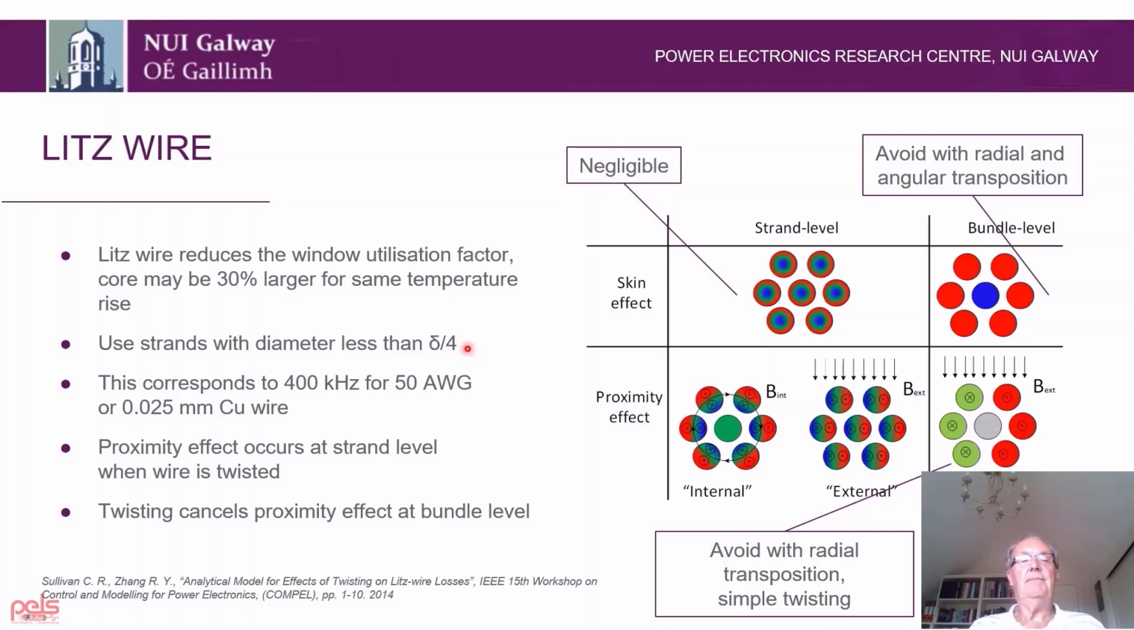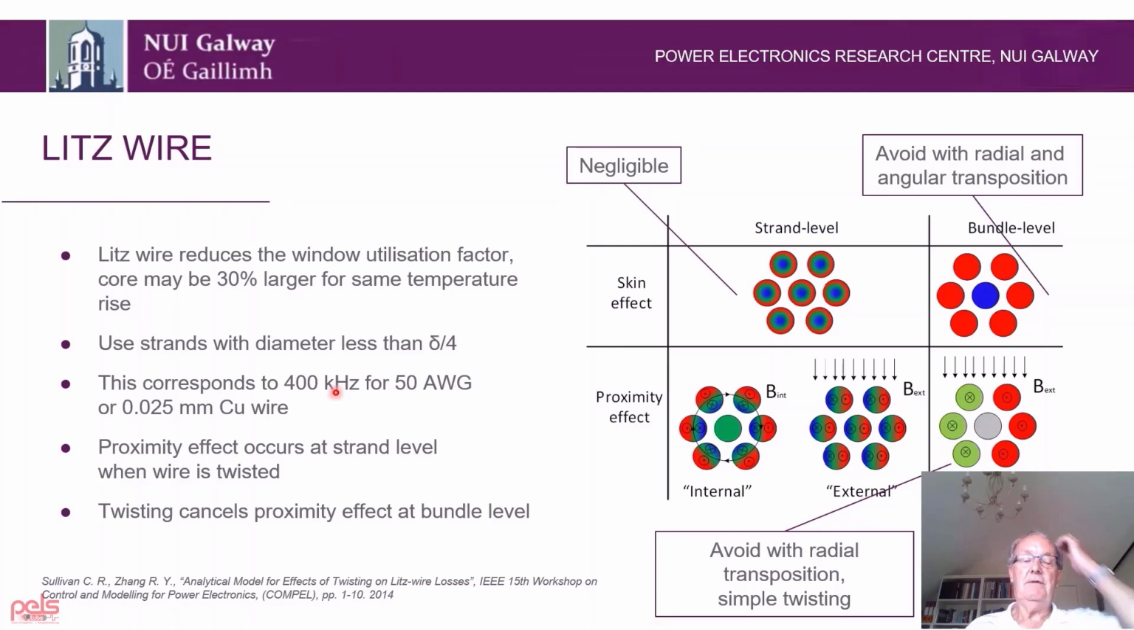But here's the limitation. If you take this rule here, quarter of a skin depth, then at 400 kilohertz, for a 50 AWG or 0.025 millimeter wire, that's the limit. Mechanically, you can't have a wire any thinner than that. And the skin depth for that wire corresponds to 400 kilohertz. In other words, if we go above 400 kilohertz, we're going to run into problems even with the strands in this conductor. We might push that out. I think we could probably go to maybe 600 or 700 kilohertz and still have a valid design.